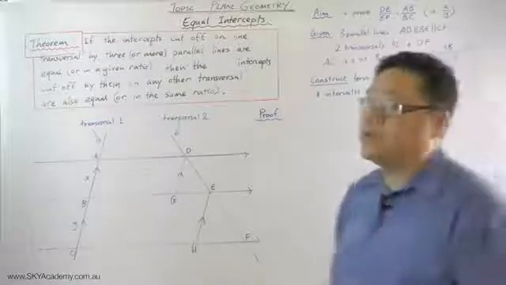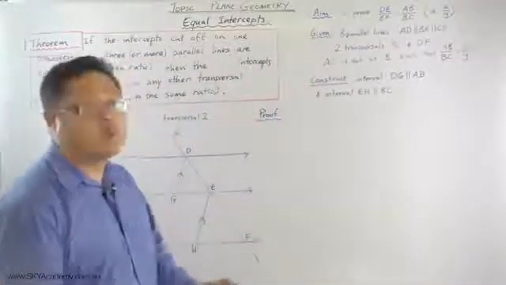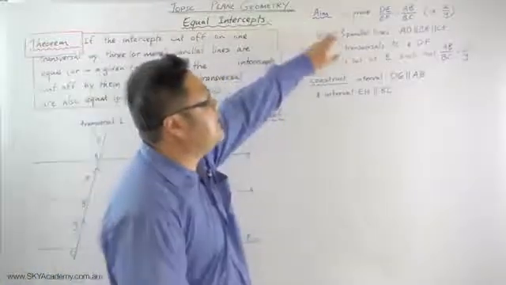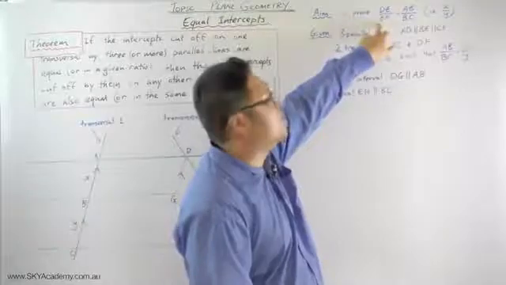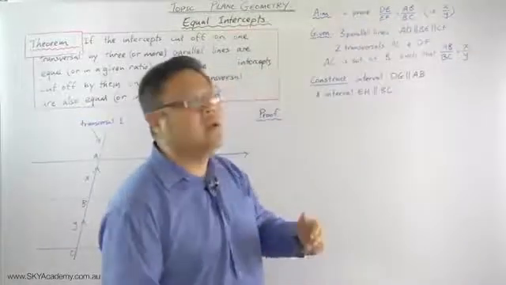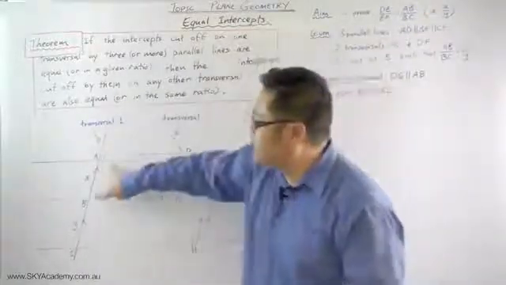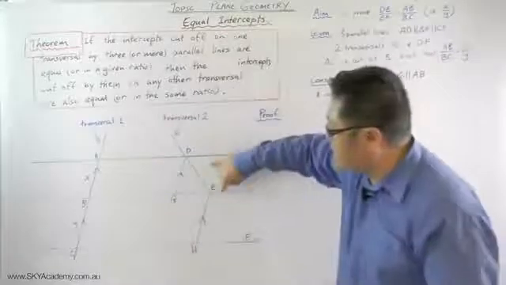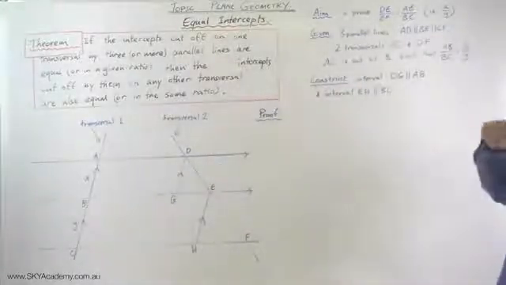So we're going to set out and show that this is true. When it comes to this proof, here's what we've got to try and prove. The aim of the proof is to prove that the ratio of DE to EF is also the same as the ratio AB to BC, and that ratio is X to Y. So we're trying to show that this over this is equal to this over this, which is X over Y.